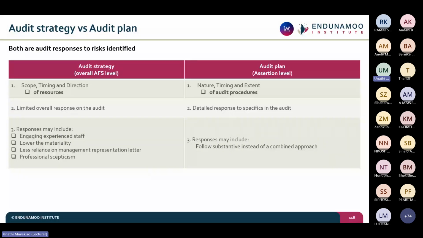Then your overall audit strategy is a limited overall response on your audit, and your audit plan is a detailed response which is specific to the audit. The responses on your overall strategy would include engaging experienced staff on the audit, having a lower materiality, placing less reliance on management representations, and applying professional skepticism. On the audit plan side, your response would be following a substantive approach instead of a combined approach if you've got a higher level of risk. Any questions on the audit strategy and the audit plan before I move to materiality?